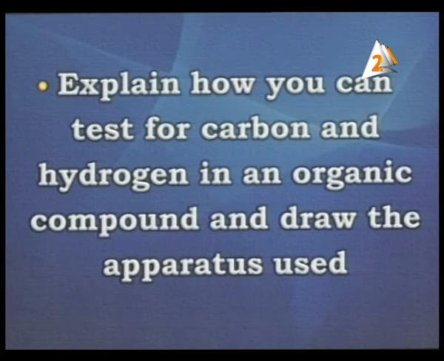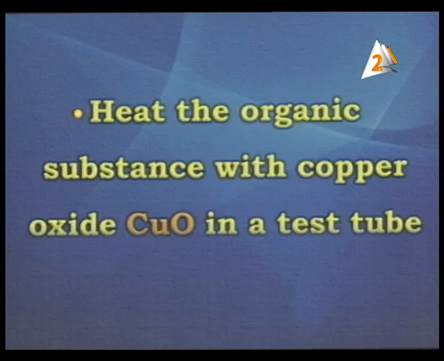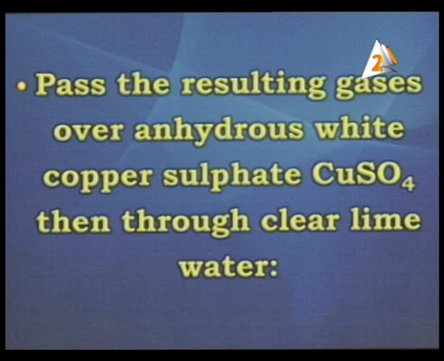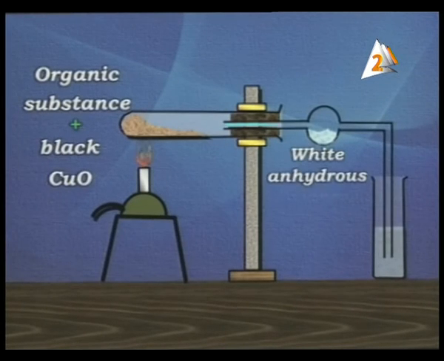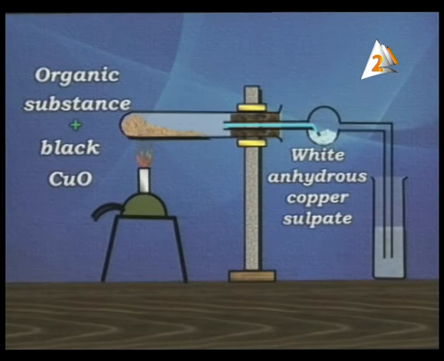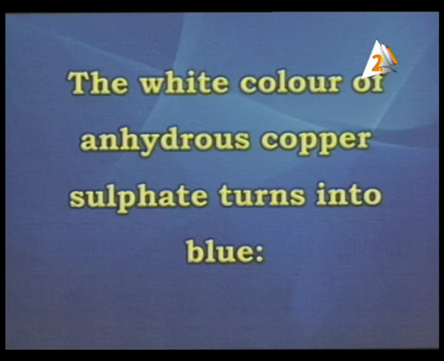Next type of question. Explain how you can test for carbon and hydrogen in an organic compound and draw the apparatus used. Procedure: heat the organic compound with copper oxide in a test tube. Pass the resulting gases over anhydrous white copper sulfate, then through clear lime water. As shown on the screen, organic substance plus black copper oxide gives water vapor, which changes the white anhydrous copper sulfate into blue, and then carbon dioxide gas turns the lime water turbid. So the observation here: the white copper sulfate will be changed into blue.